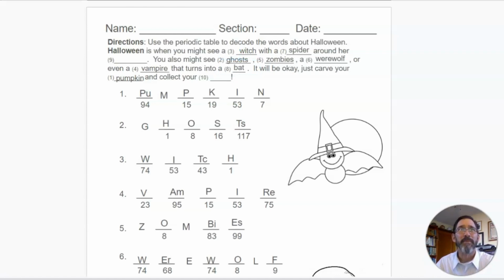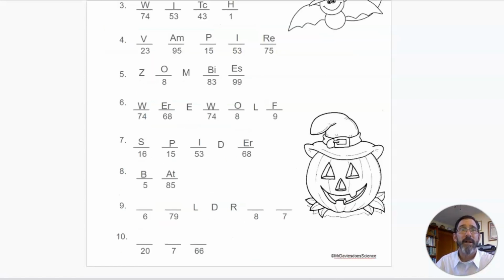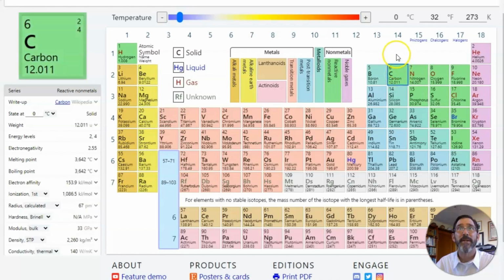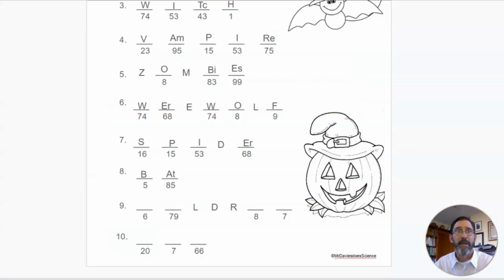Only 2 more to go, on to number 9. First atomic number in number 9, we're looking for element number 6, the atomic number of 6. And the element with the atomic number of 6 is one of the first reactive nonmetals. That would be carbon. Atomic symbol, capital letter C for carbon. Above the number 6, please print a capital letter C for carbon.